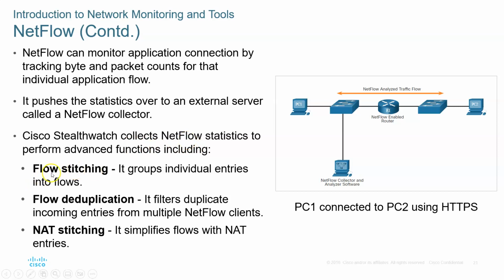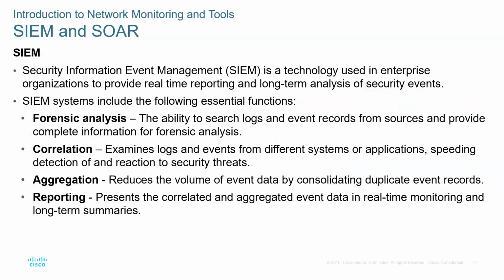It can actually do flow stitching. It can group individual entries together. It will filter duplicate incoming entries, and it will do NAT stitching. It will simplify the flow with NAT as well. So if you're using NetFlow, you probably want to use StealthWatch also to analyze the data that's coming from NetFlow.